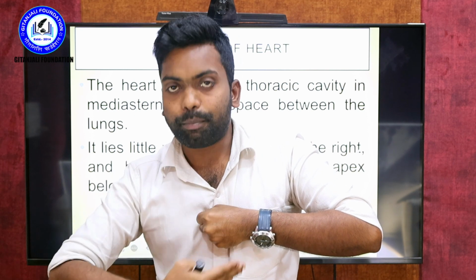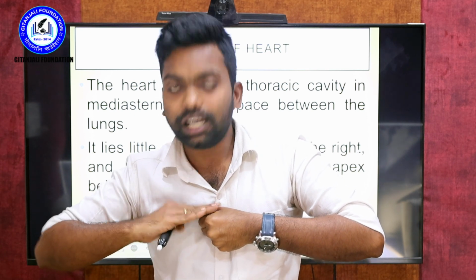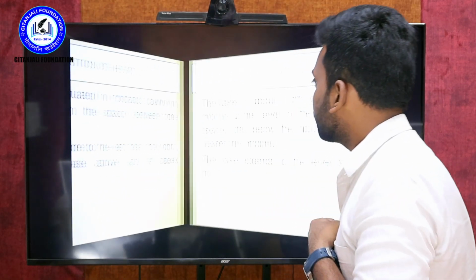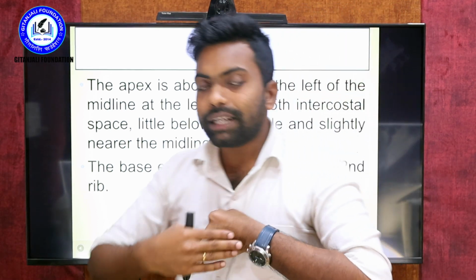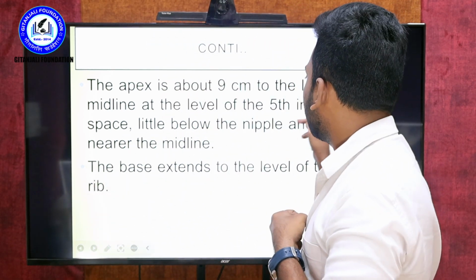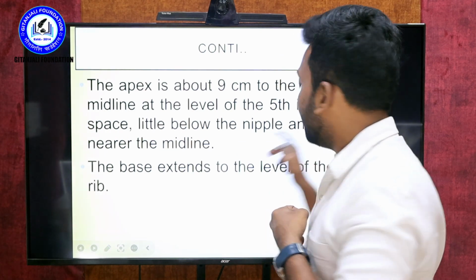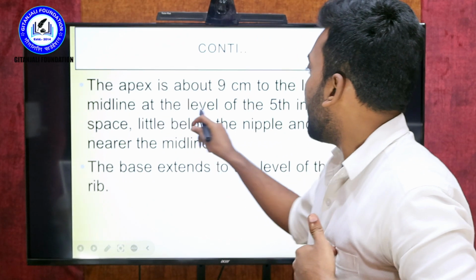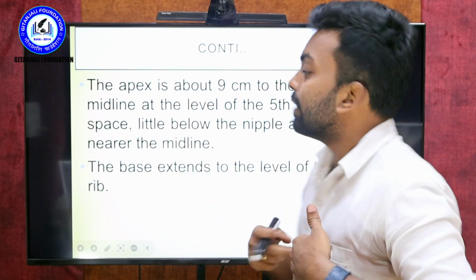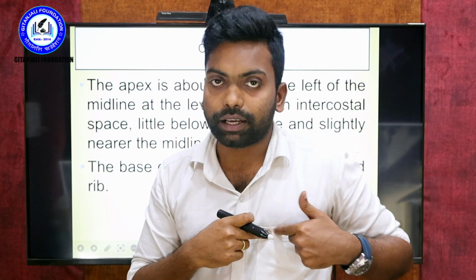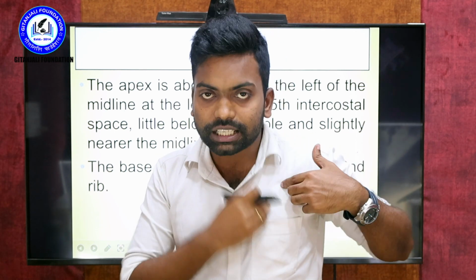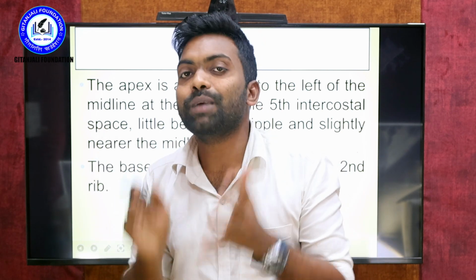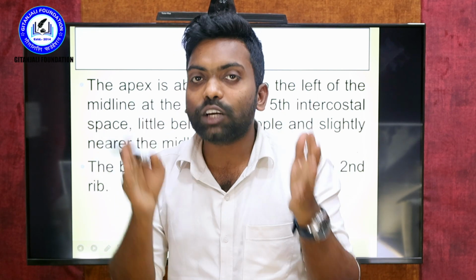Base, apex. I will tell where the base is located and where the apex is located. Here the apex is present about 9 centimeters, but how can you calculate it? At the fifth intercostal space, you can see the exact position of the apex. So you can calculate from here. These are the ribs, no? The space in between two ribs is called the intercostal space.